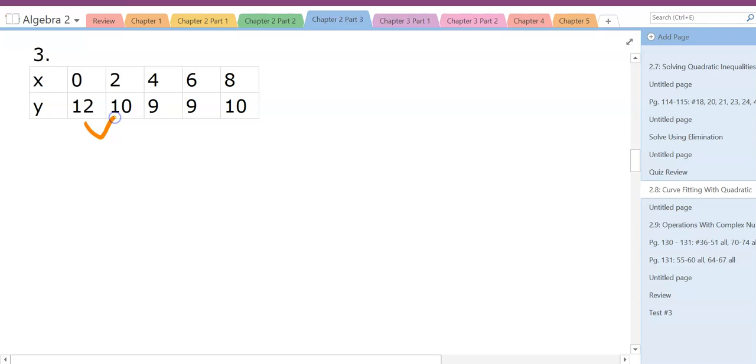So 12 to 10, what's happening there? Good, minus 2. 10 to 9? 9 to 9. 9 to 10. Okay, you guys understand where I got those numbers from? Now we do it again.